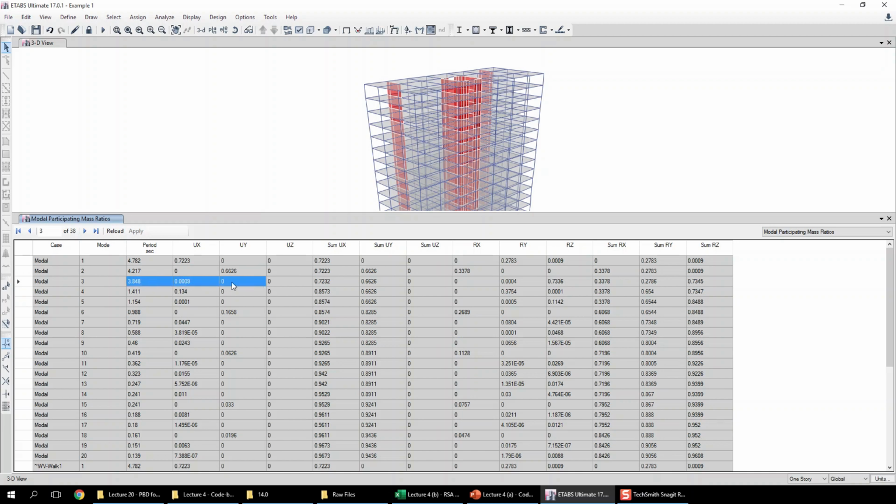The third mode seems to be the torsional mode because it has the maximum contribution in RZ direction, the torsional motion about the vertical axis, the Z axis. So you can see that it is a torsional mode.